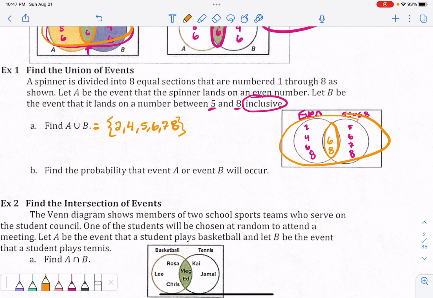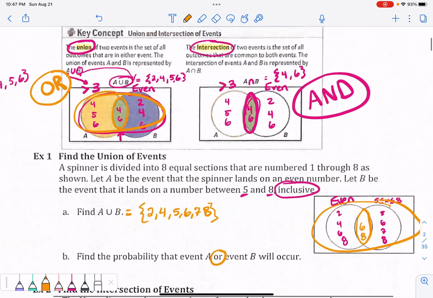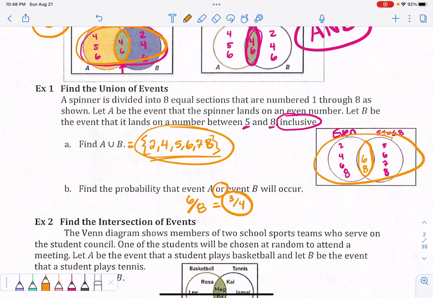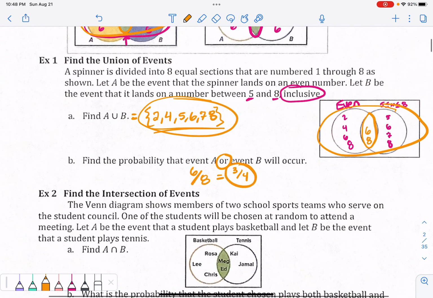And then it says find the probability that event A or event B will occur. Well, hold on just a second. Event A or event B will occur, that is the union, right? And in our union, we had 6 numbers, 6 out of the 8. So the probability that event A or event B will occur is 6 out of 8, which is 3/4. So when they're talking about probability, they're doing computations with the union, or the "or" side, 6 out of 8 or 3/4.